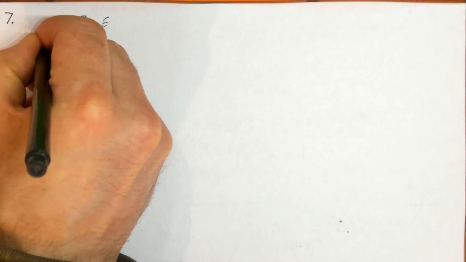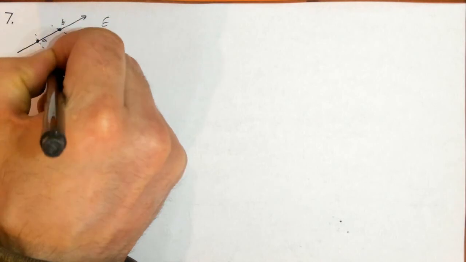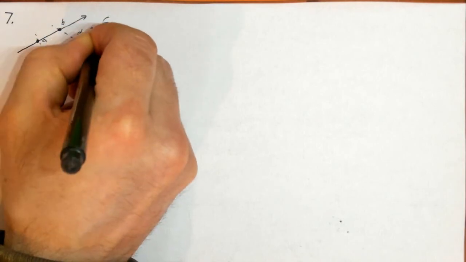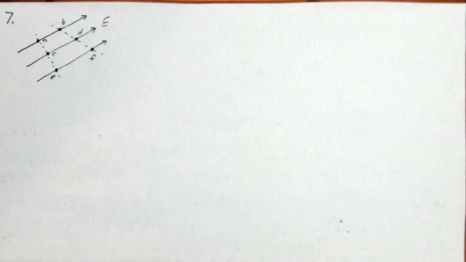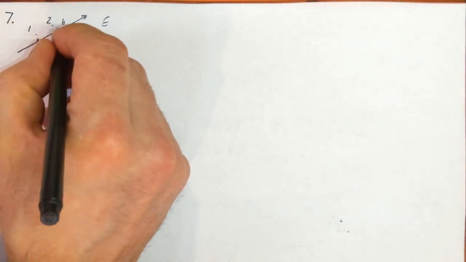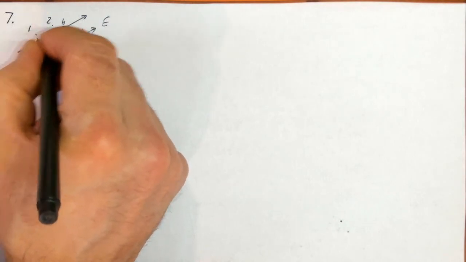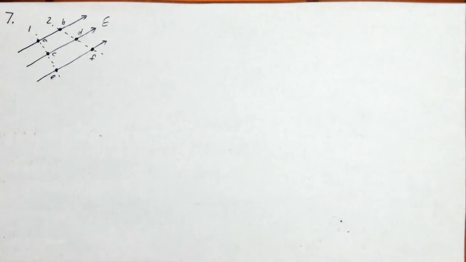And I've got points A, B, C, D, E, and F. Okay, we'll just call this line 1 and this line 2. So there's a couple questions with this. One, is the electric potential at point A higher, equal to, or lower than the potential at B? So what's the potential difference between these, or which one of these is at higher potential, or are they at the same potential? What's the main idea?